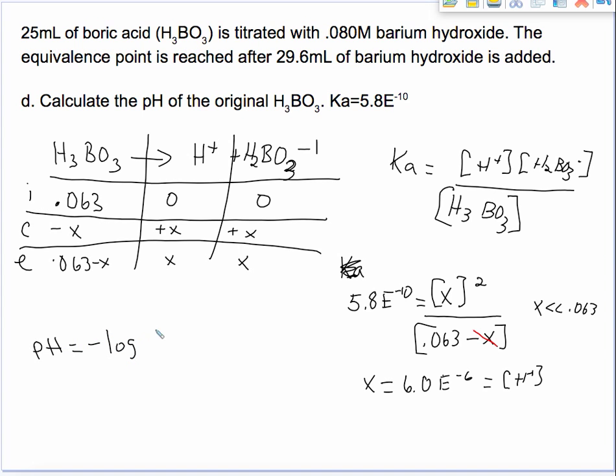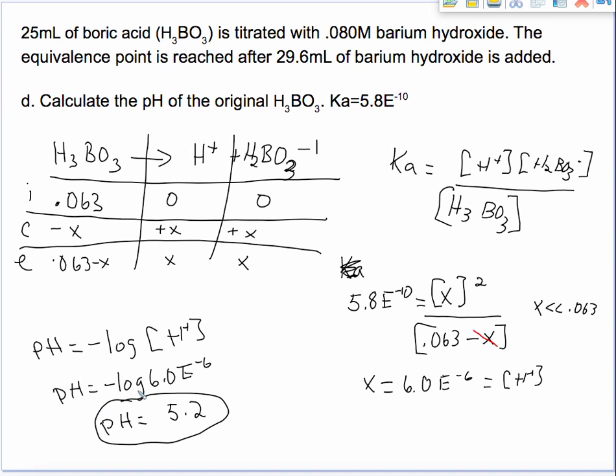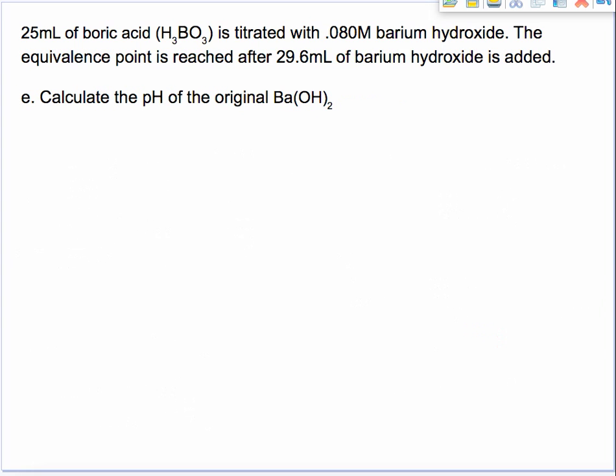So to get the pH, pH is equal to the negative log of the H plus. So pH equals the negative log of 6.0 e to the minus 6, so pH will be equal to 5.2. Now, always make sure your answer sounds reasonable. Well, I got a pretty weak acid, it's not very concentrated, so that pH sounds about right. All right, let's go on to the last part.